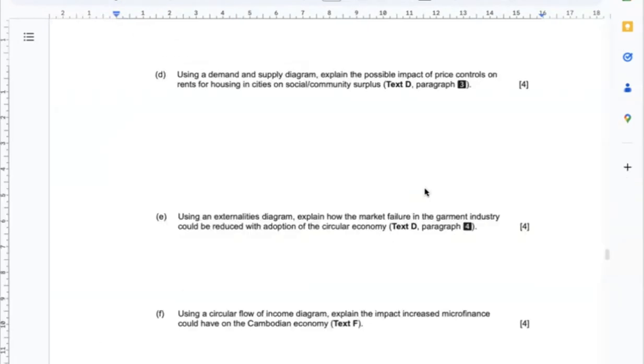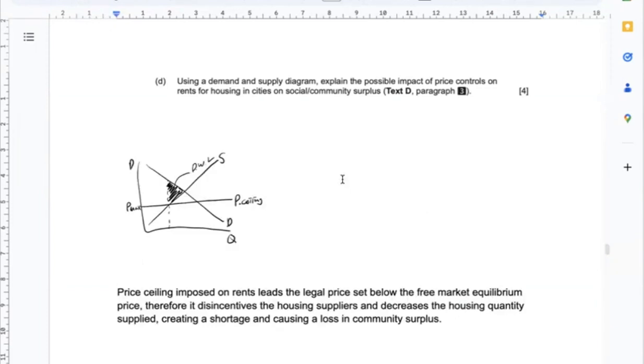Question D. Using a demand and supply diagram, explain the possible impact of price controls on rent for housing and its social community surplus. The ceiling imposed on rent makes the legal price set below the free market equilibrium price. Therefore, it gives disincentives to the housing suppliers and decreases the housing quantity supplied, creating a shortage and causing a loss in community surplus.